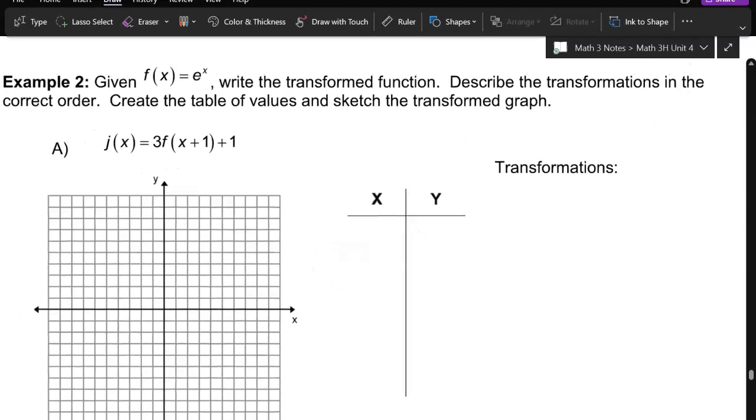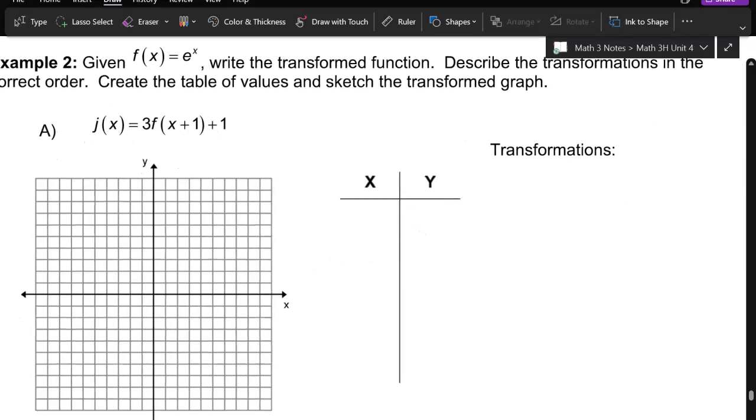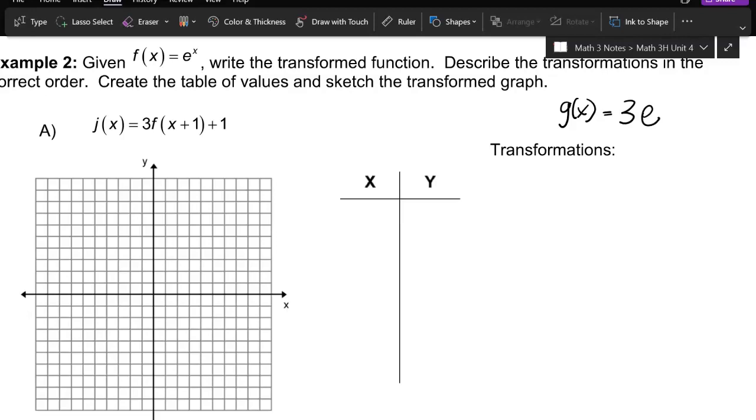So we have e to the x, and these points you probably will have to do in the calculator because e is a decimal number. It's 2 point, and then it continues on. All right, but for the transformations, let's look at those. So we have 3 on the outside. Then we have x plus 1 with our x, so e to the x plus 1. And then we're adding 1 on the outside.